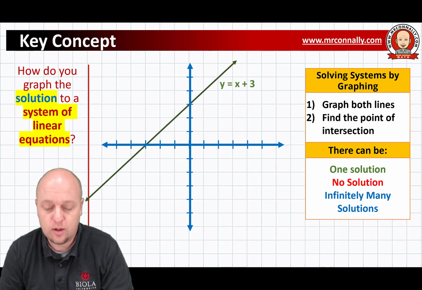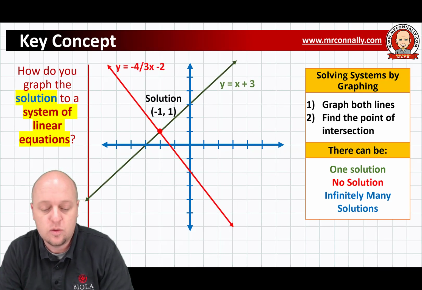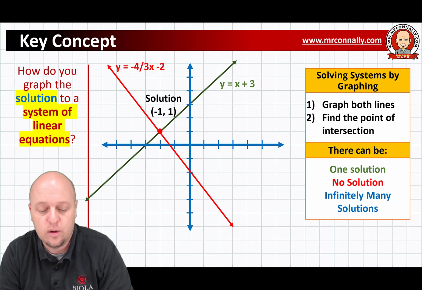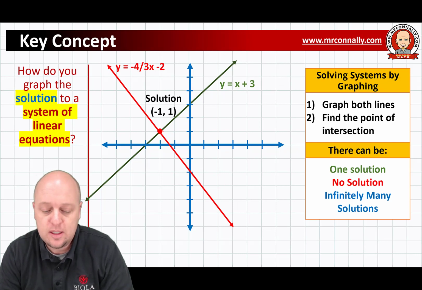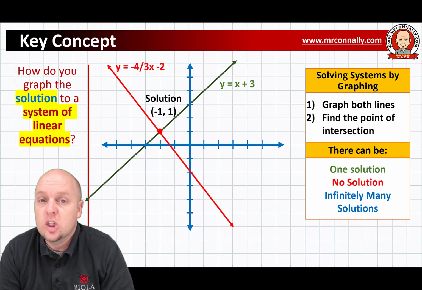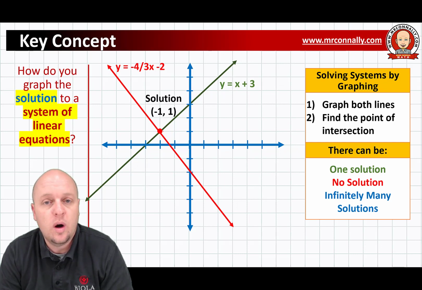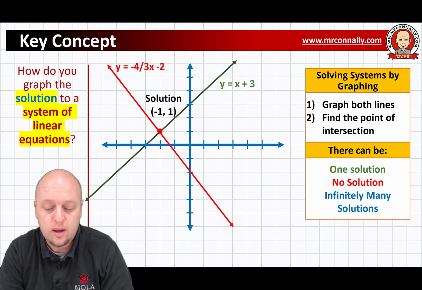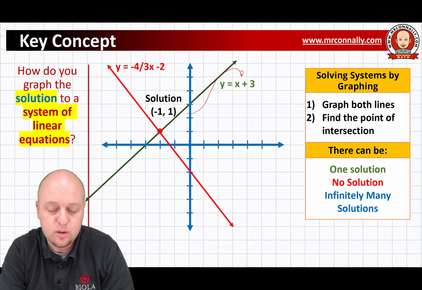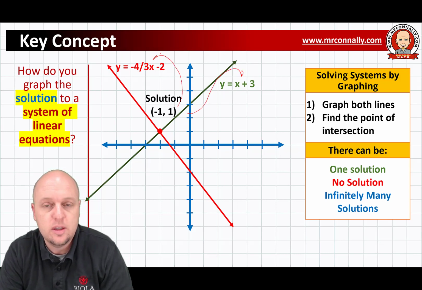Okay, so here's our first line: y equals x plus 3. And then our next line is y equals negative 4/3 x minus 2. And you see where they intersect is at negative 1, 1. That means the solution to that system is x equals negative 1 and y equals 1. It'll work in both equations. If you substitute both those numbers into the equations, they'll both be true.